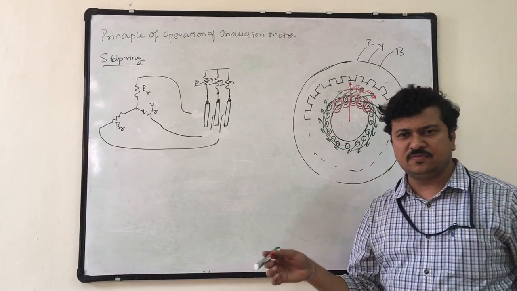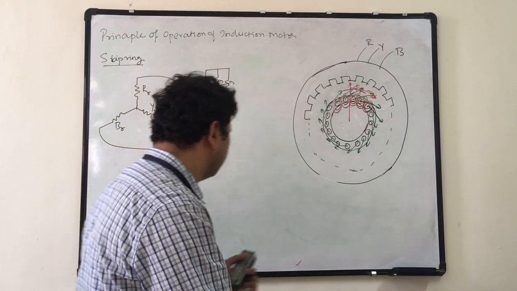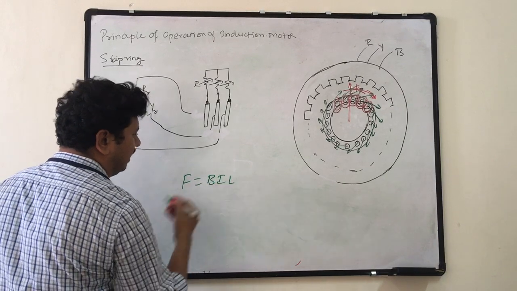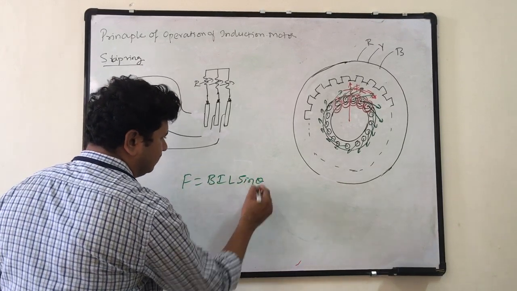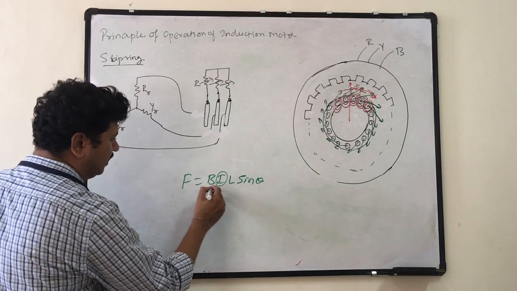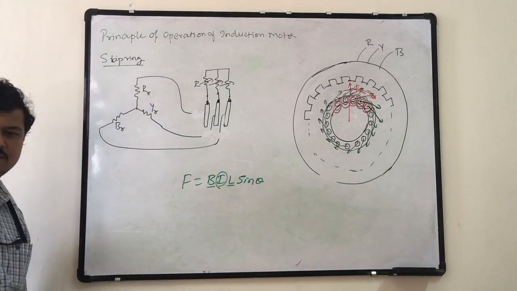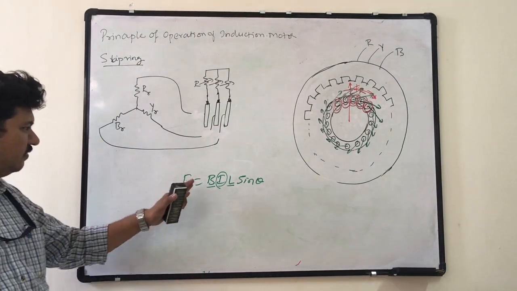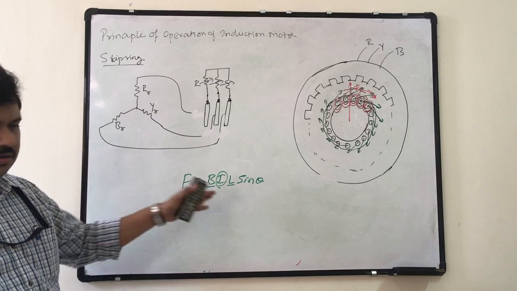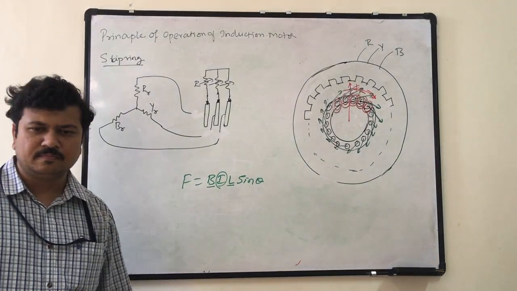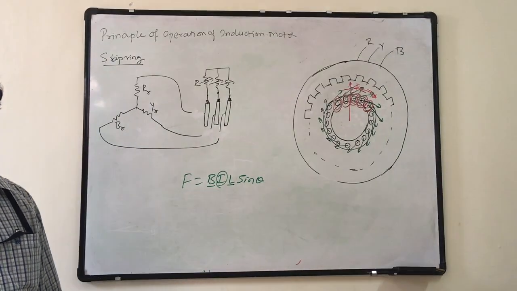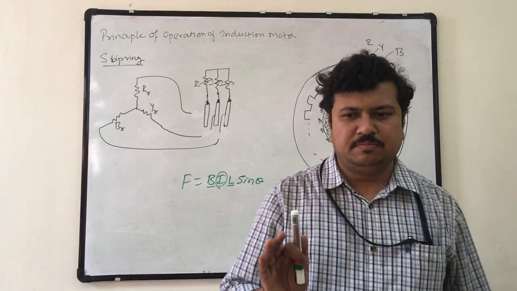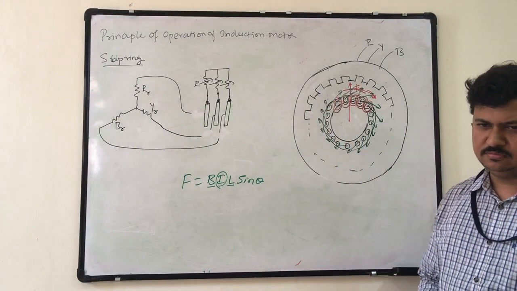Hence, to produce force I need current, because F is equal to BIL sin theta. So I need current, I need flux, I need conductor. Only when all three exist can I get the force. If any one of these three is not present, then my conductor will not experience the force. Okay. So this is the principle of operation of the induction motor.